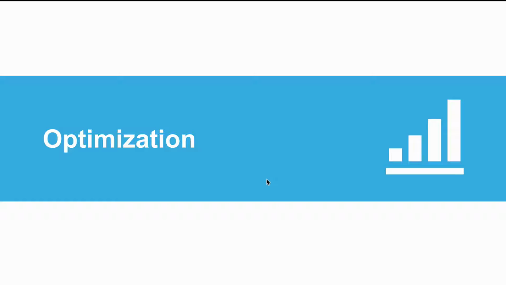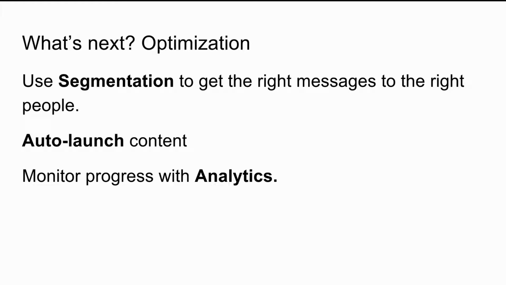So what else would you like to improve? Once you have the content there, you may want to show different content for different user groups, and then eventually see how it's working, who it's bringing in, and who's actually finishing tours, and where they're getting stuck. And that's where you start to get into optimization. So with segmentation, you can get the right messages to the right people and auto-launch content for specific user groups.